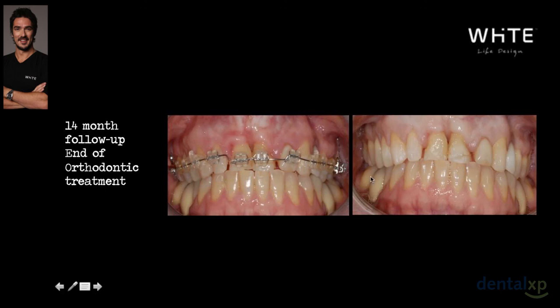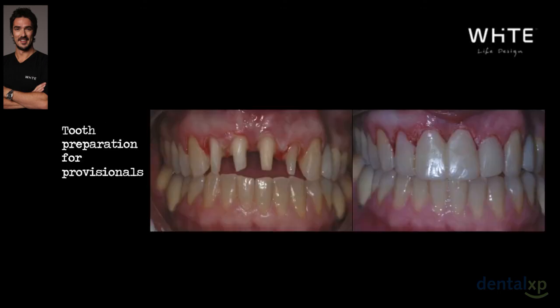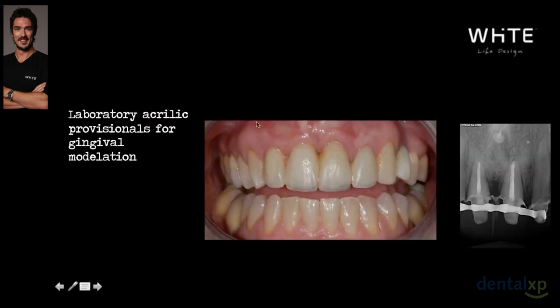Remember, posterior function is very important when you're working in the aesthetic zone. If you don't have teeth at the back, none of this is going to work. So a lot of patients think that this is a sales pitch. Oh, you just want to place more implants. You just want to make more money. It's very important to explain the importance of posterior function in any treatment in the aesthetic zone.